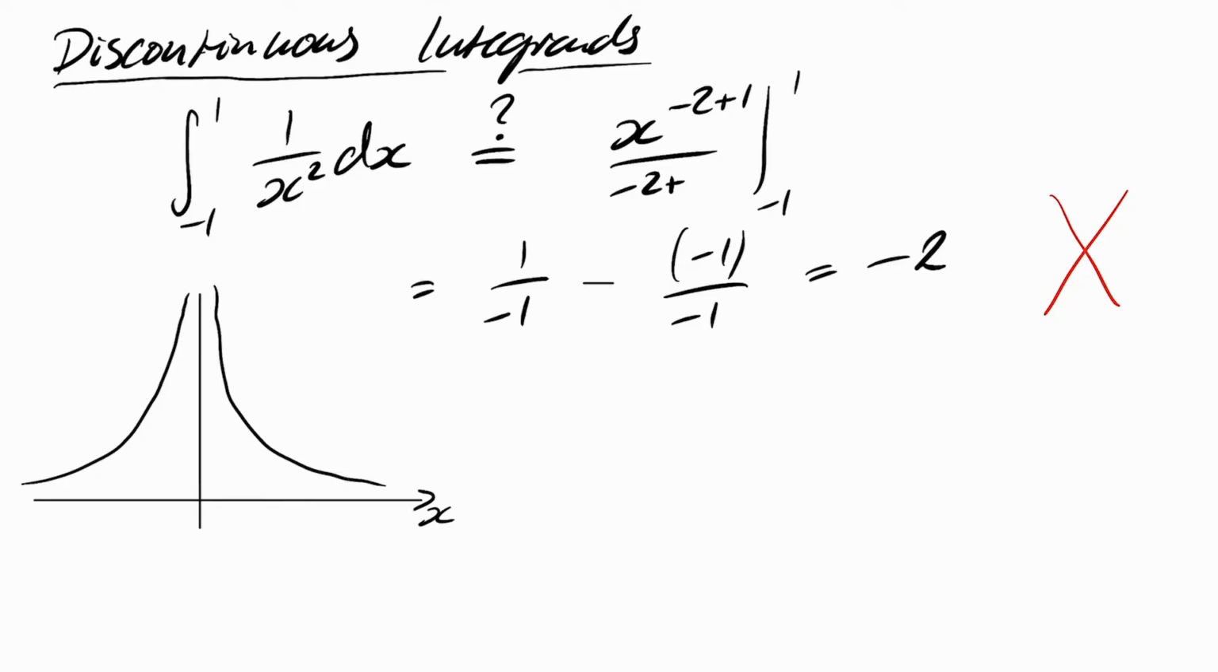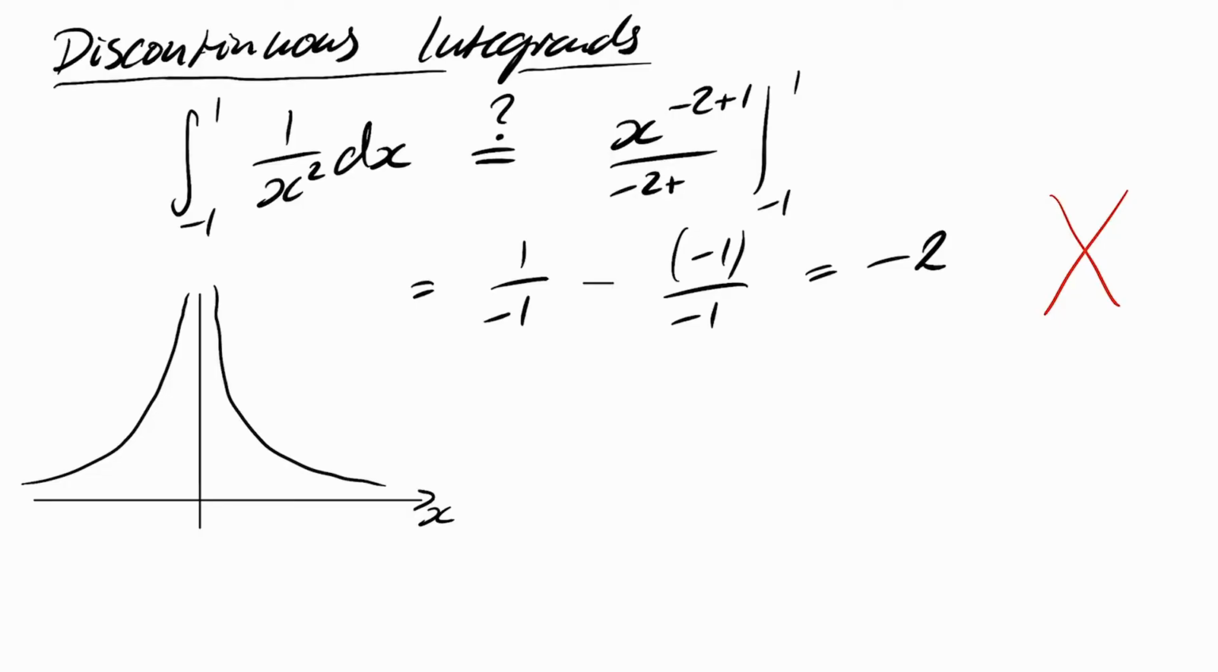That can't be a negative number, so there's something clearly gone wrong. Something is definitely wrong here. And the reason is that the evaluation theorem relies on the function being continuous over the domain. The function isn't continuous over the domain of integration. You can't use it just out of the box. You need to be careful wherever it's discontinuous.